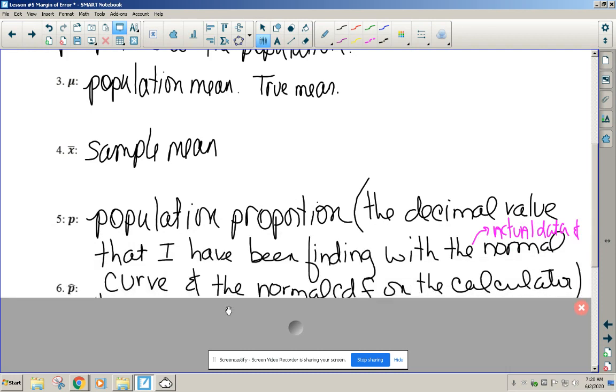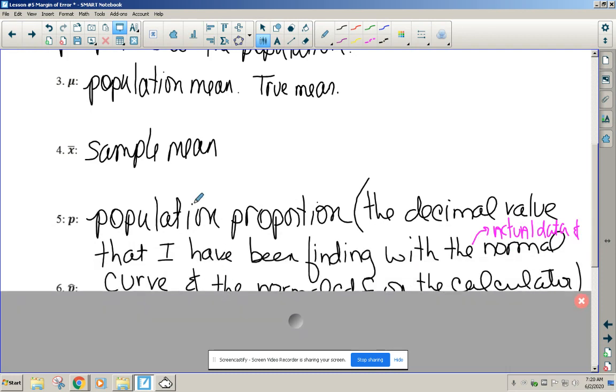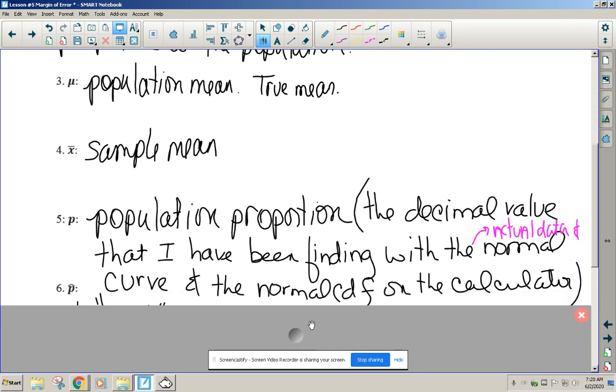Same is true with this. P is the population proportion. It's the decimal value that we have been finding with the actual data and the normal curve. So we did this both with the actual data and with the normal curve. We had all those charts with data, and we made our own P. And then we had the theory where they told us this.